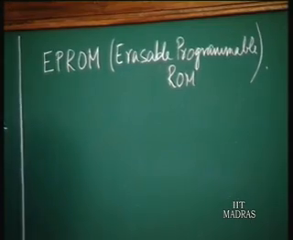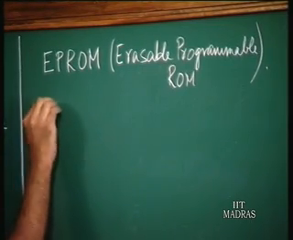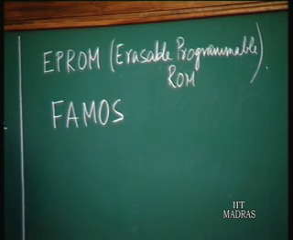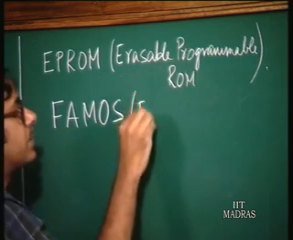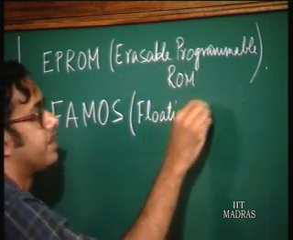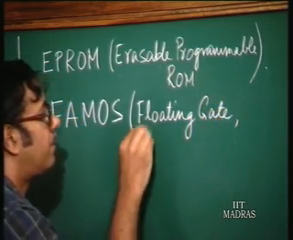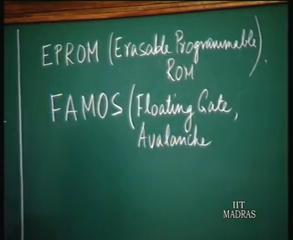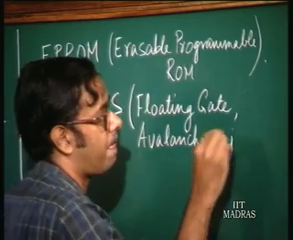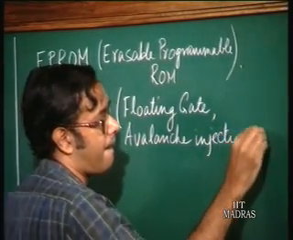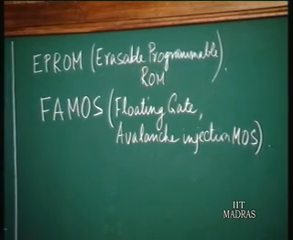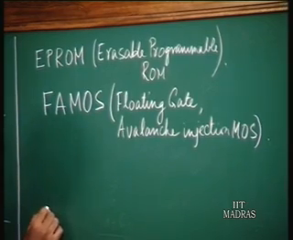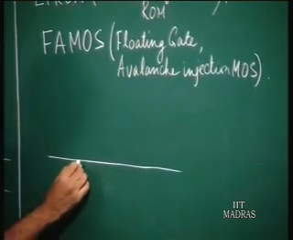What you use in an EPROM is what is called a FAMOS device. The name of the device is FAMOS, which stands for floating gate avalanche injection MOS transistor. All right. So, that is the type of device which you use. I will just draw the cross section of that device and show how it looks. So, it is just like a MOS transistor.